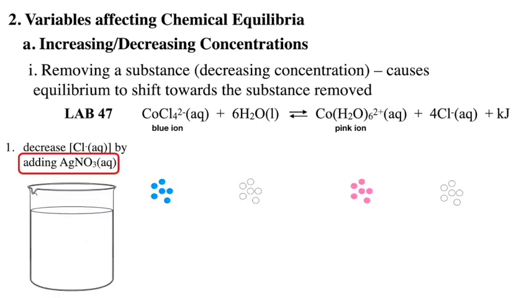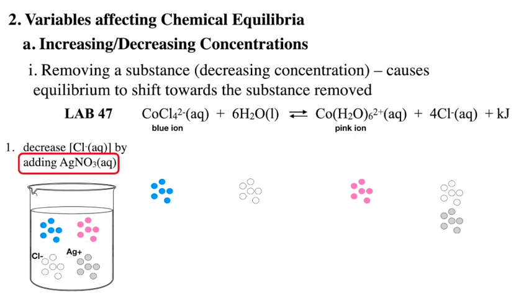Again, all of those entities in Lab 47 are in the beaker. I see the blue ion, there's water, there's chloride, there's the pink ion. And now here's what's going to happen. I'm going to add AgNO3. So I just added Ag positive, NO3 negative. NO3 is a spectator, so I'm not going to worry about it.